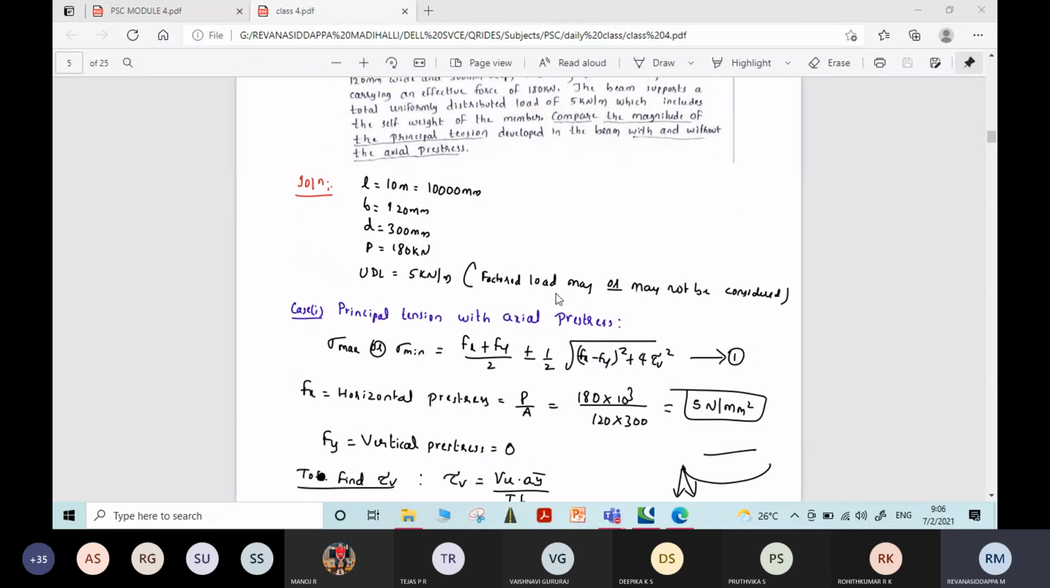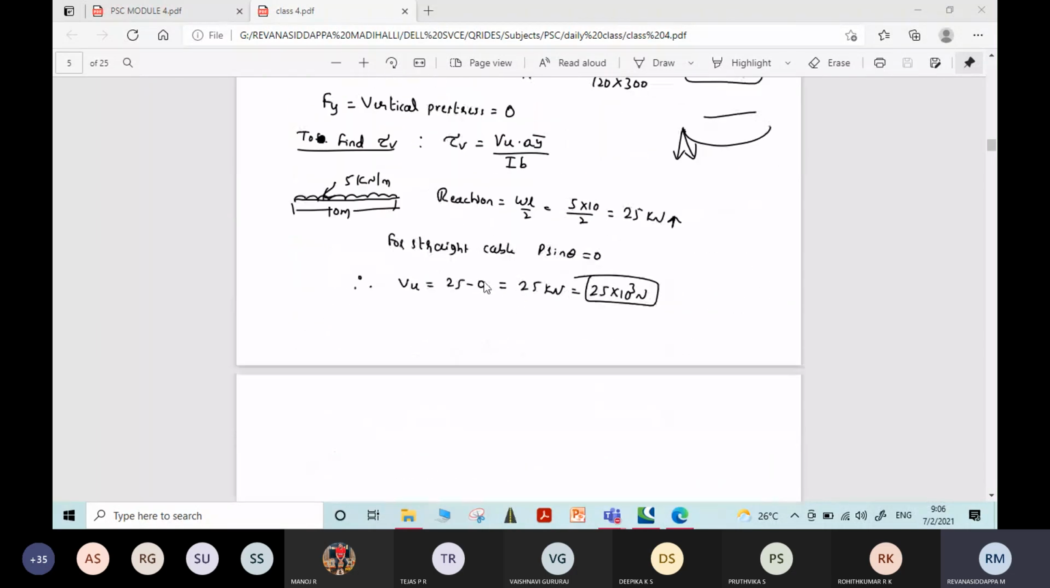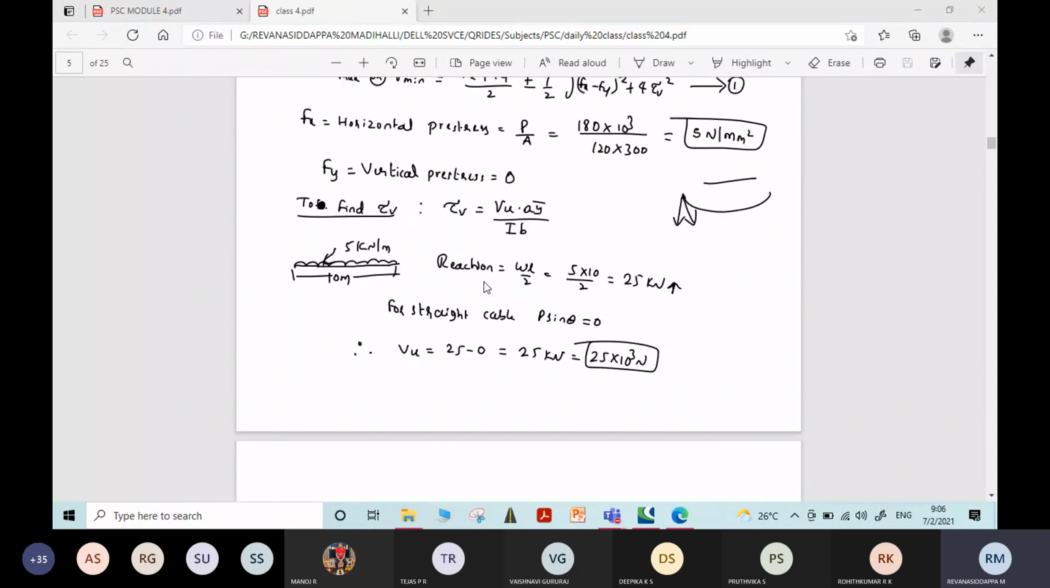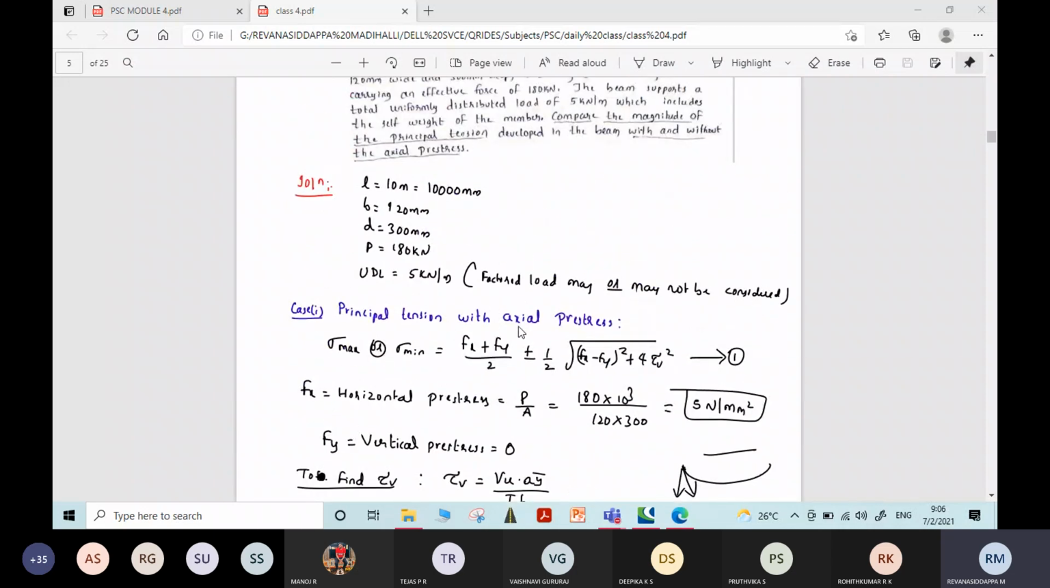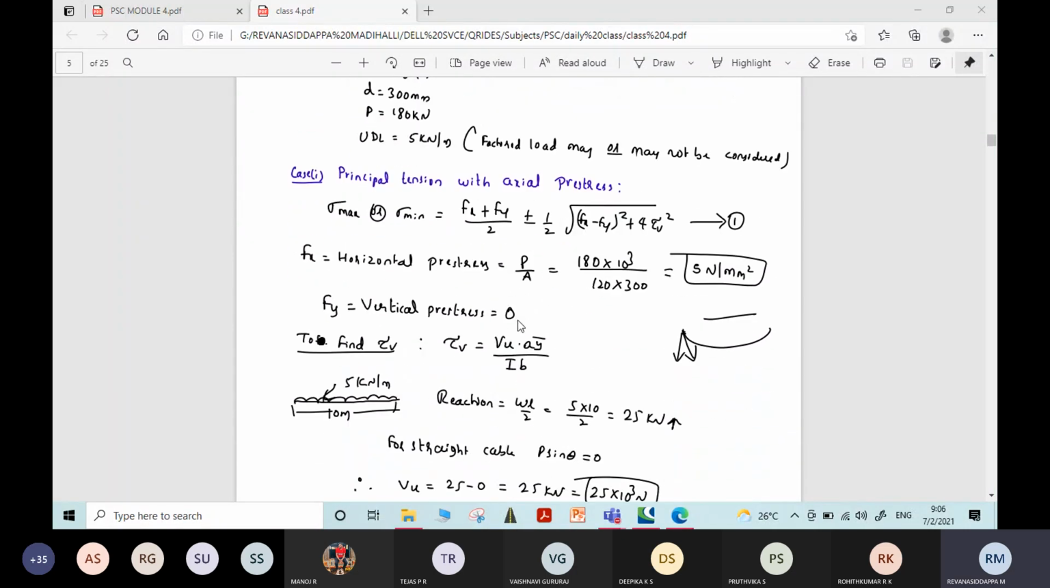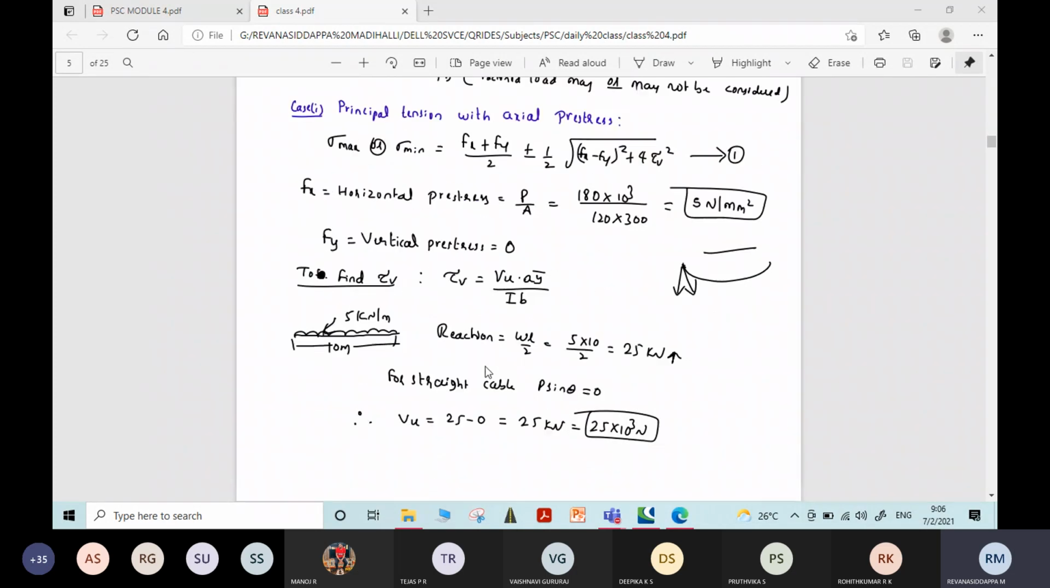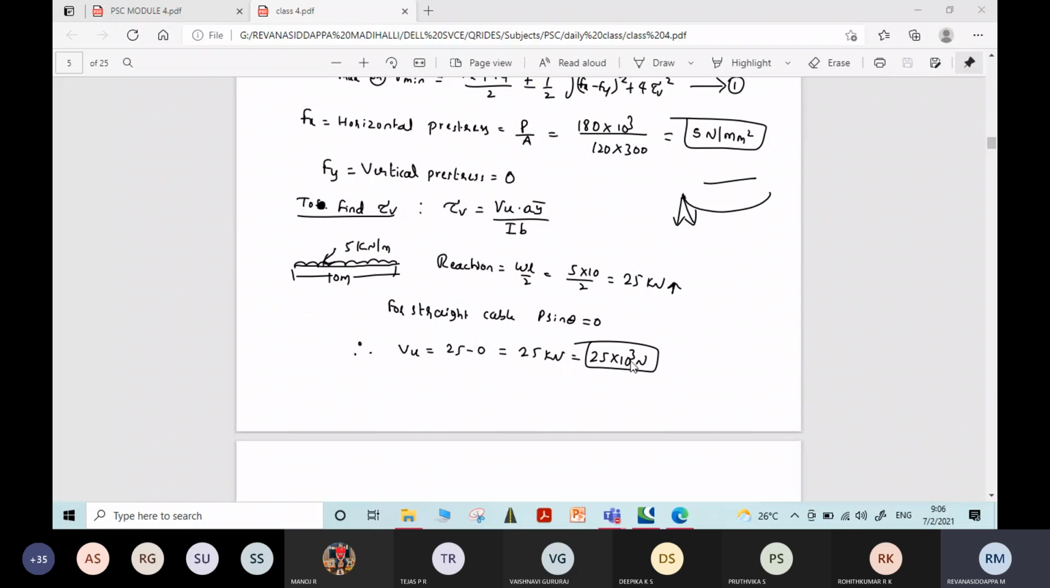Okay. For case 1, I think we have solved. No, half of it is completed. Case 1, what we have taken is principal tension with axial pre-stress considered. For that the formula is written. Fx is determined, Fy is also determined, and shear force also determined.